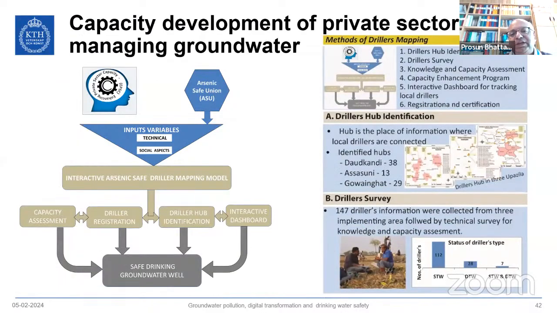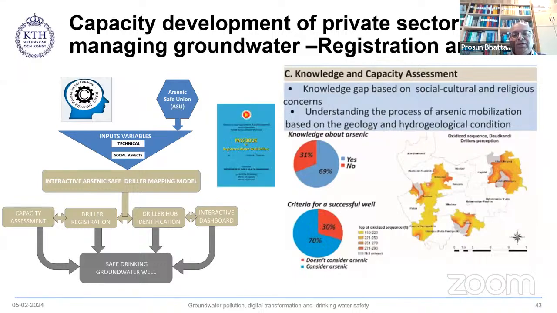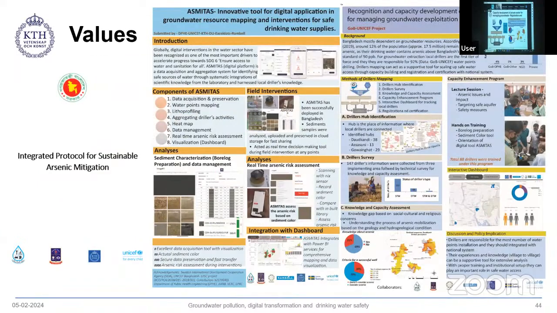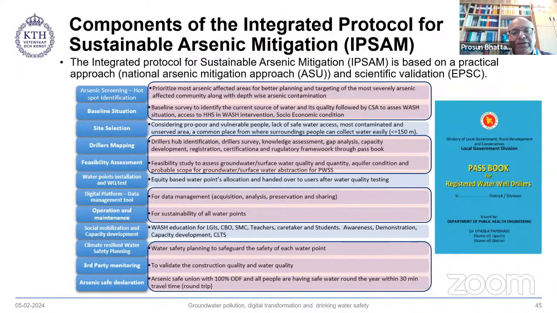Essentially this EP is called enhancing private sector capacity. This actually brings in the capacity development of the private sector for managing groundwater. Then we talk about the registration and certification system for the local drillers for understanding the overall practice of installation of safe tube wells. And then the passbook is one of the key issues, and then some of the values. I'm just winding up, so we are already done through this.